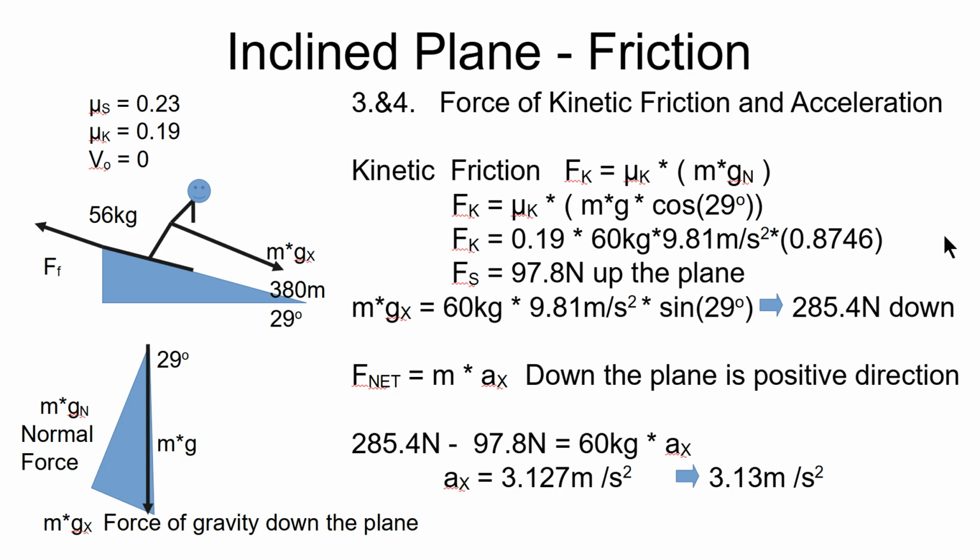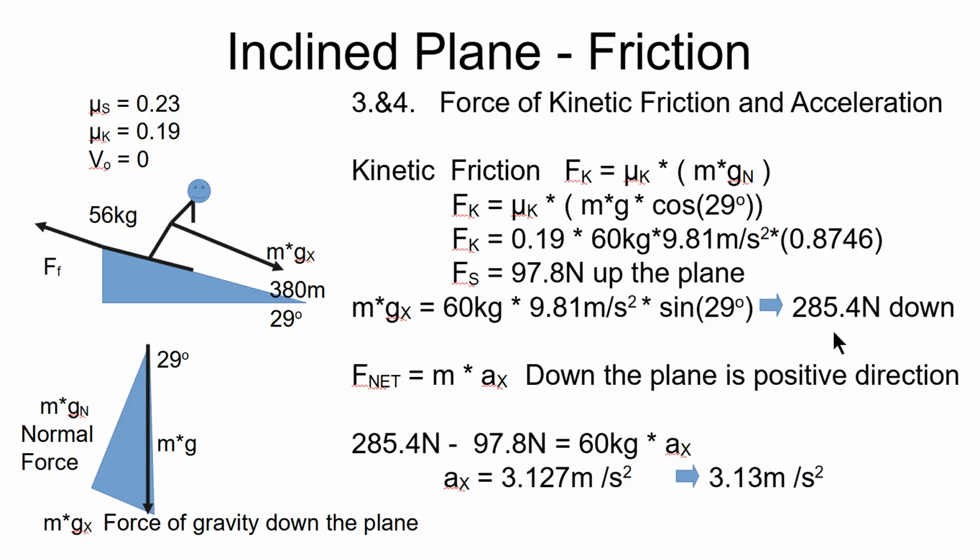And it's typical that the kinetic friction is smaller than the static friction. The force of kinetic friction is smaller than the force of static friction. So this is kinetic friction, 97.8 newtons up the plane. We have the same number for the component of gravity. The person's on this smooth slope at 29 degrees, so when they're moving, their component of gravity, their weight down the plane does not change. So we only had to change the friction number.